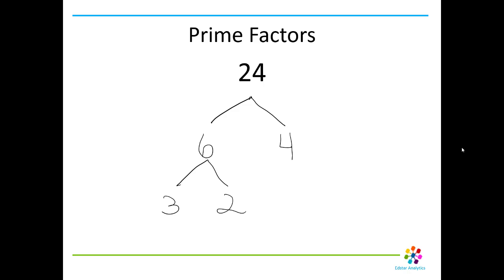Then you take each of those two numbers and you break them up one at a time into two of their factors, and you keep going until you have nothing but prime numbers at the bottom of the tree. Now, any and all numbers that we can make by multiplying together numbers at the bottom of this prime factor tree are factors of 24.